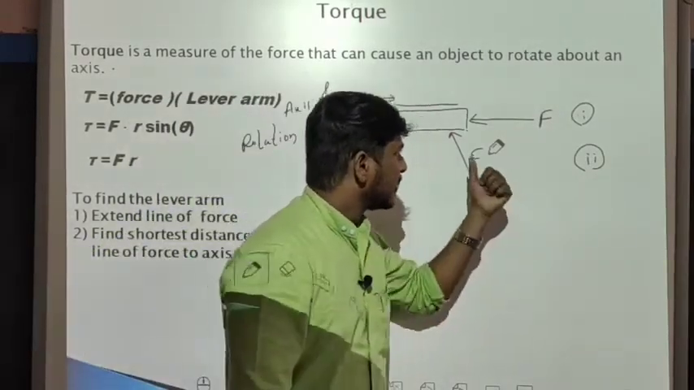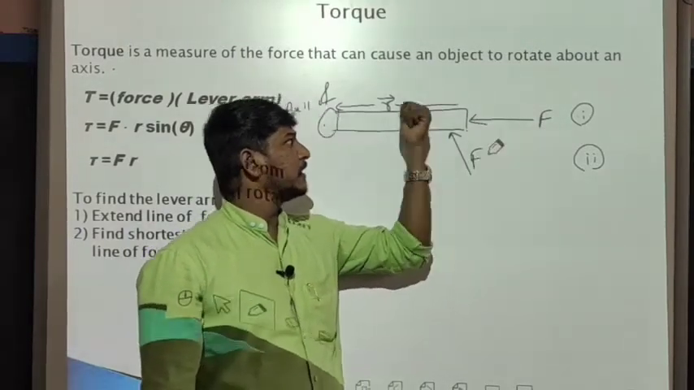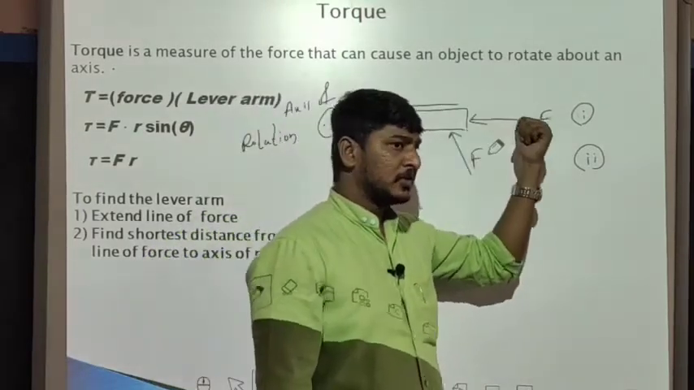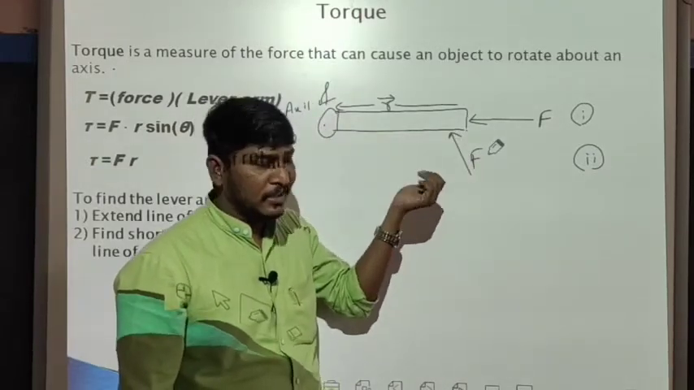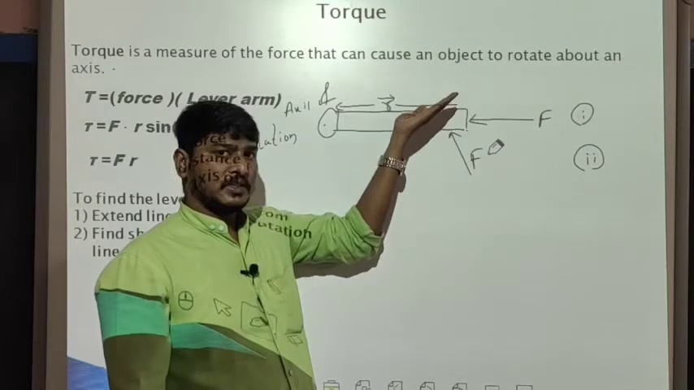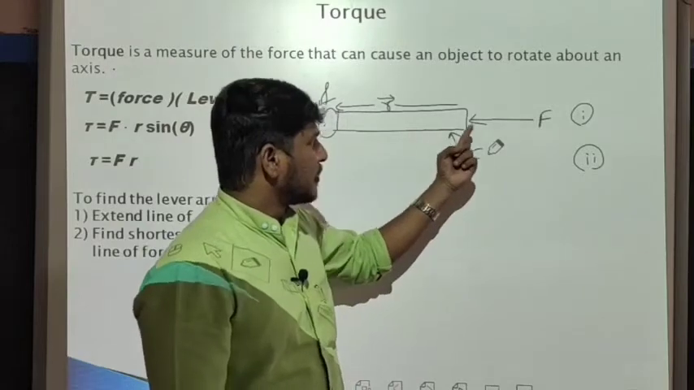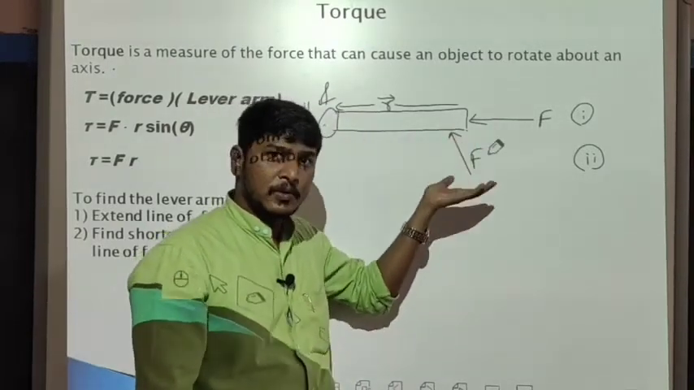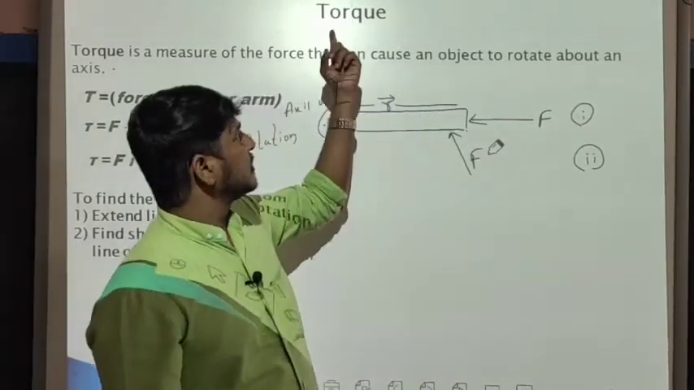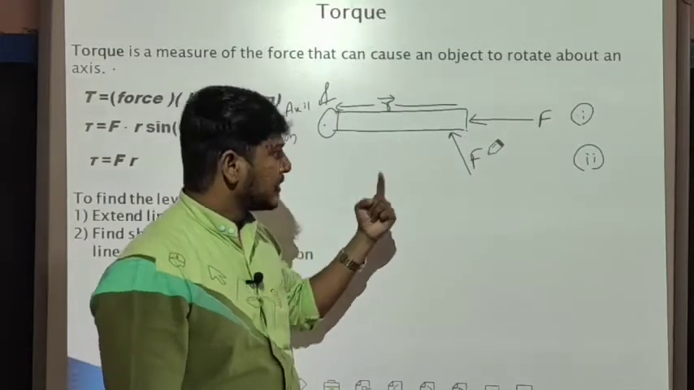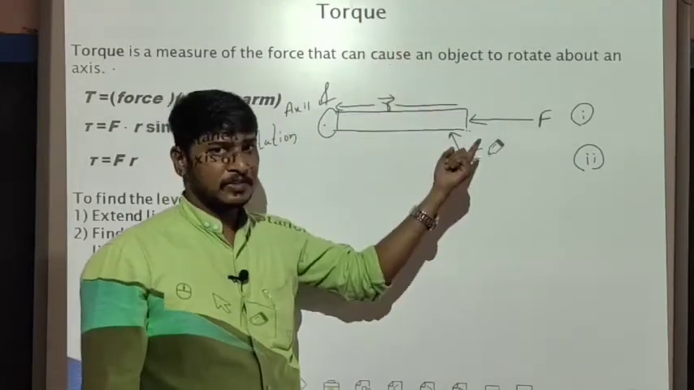What have we observed? If I apply force in the parallel direction to the distance vector, we have not observed any rotation, but when I apply force in the perpendicular direction, then this object starts to rotate. From this, what can we conclude? It is simple. Here force alone is not responsible for rotation. Something else is responsible for rotation, that is nothing but torque. For rotation, torque is responsible.